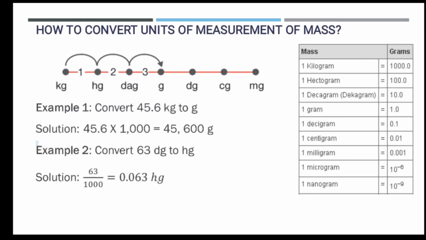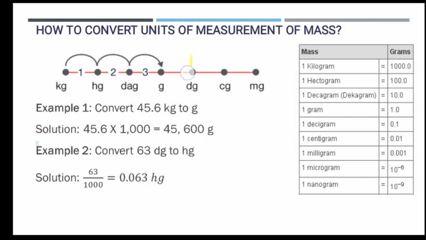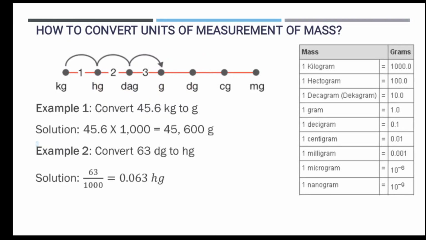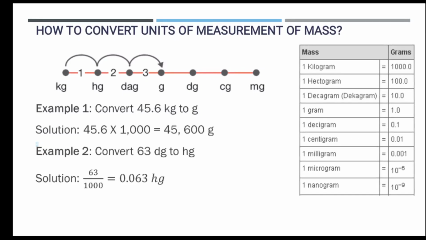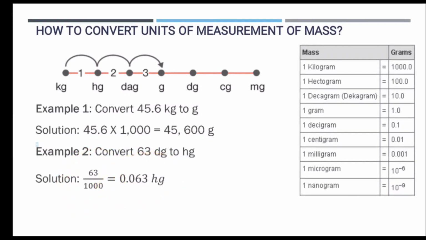0.063 hectogram. Or simply, since we have from right to left, 3 units, therefore, we have to divide the given by 1,000 because 1,000 has 3 zeros. Okay? So 63 divided by 1,000 is equal to 0.063 hectogram.